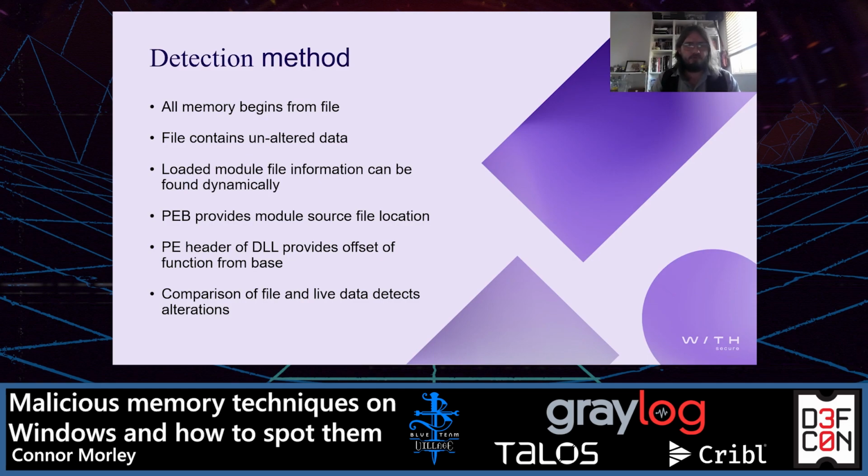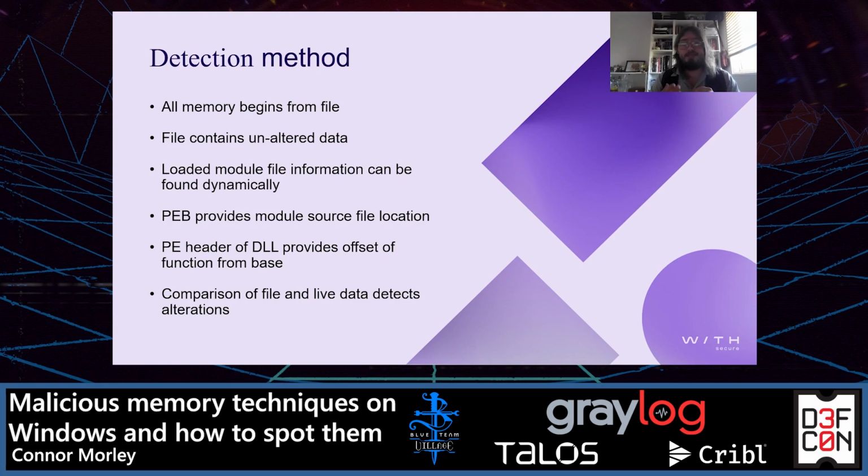Now, the loaded module file, as we've said before, the information on that can be found dynamically, primarily through the PEB. What's interesting about the PEB is that it provides a path to the source file within the file system for the module that's been loaded, or the library that's been loaded. Let's say you wanted to monitor for NTDLL ETW event rate. You could use the PEB to find the source file, which would be located in system32.